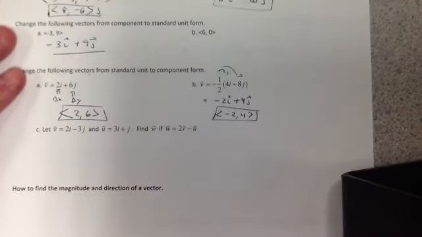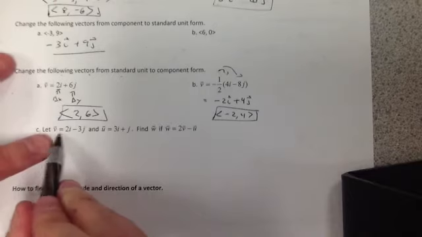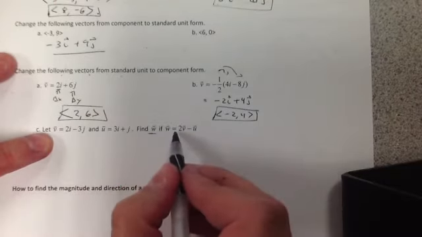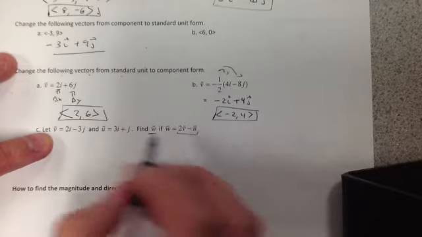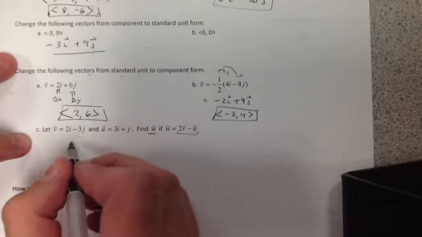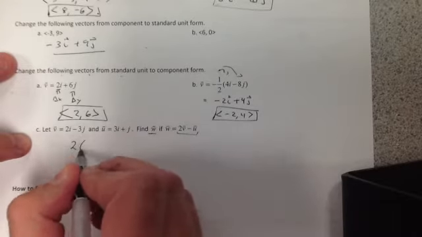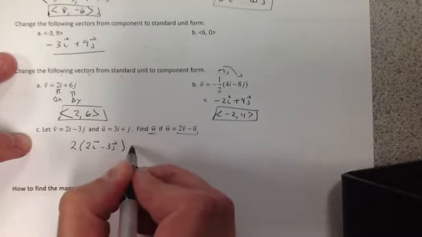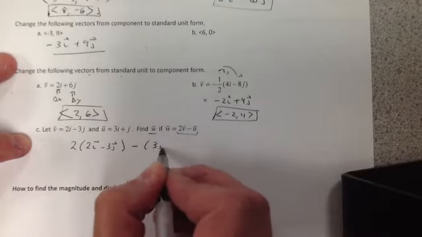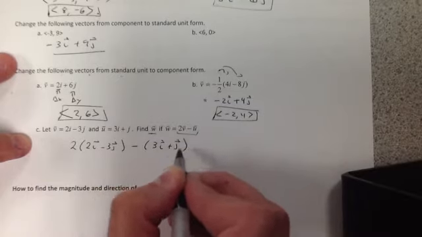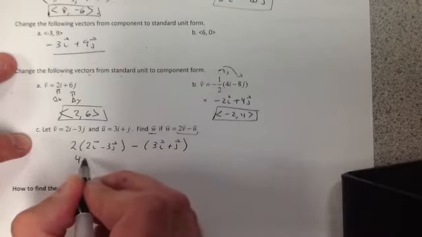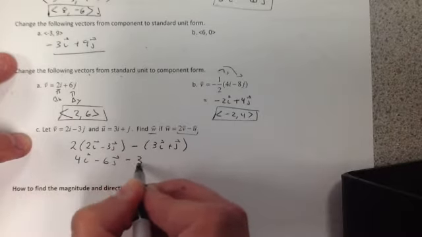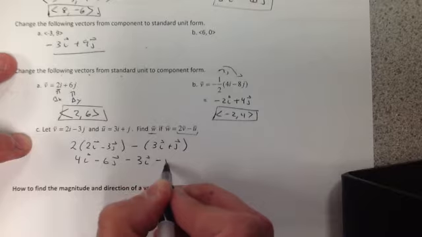Alright, so let's take a look at C here. C says let v equal this vector and u equal this vector. Find vector w if w equals 2v minus u. So we can go 2 times vector v, 2i minus 3j, minus u, put this in parentheses. You don't want to make a mistake with parentheses. Calculus kids do it all the time. It really annoys me. So if you know a calculus student, please tell them parentheses.